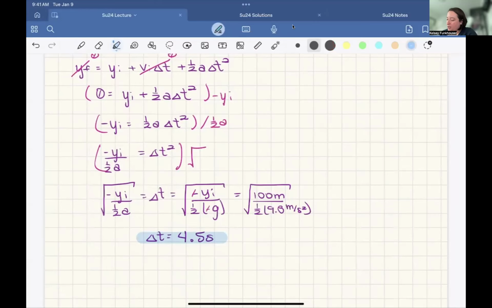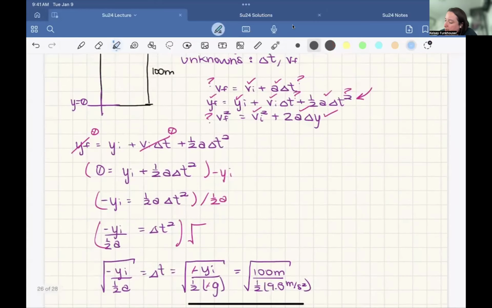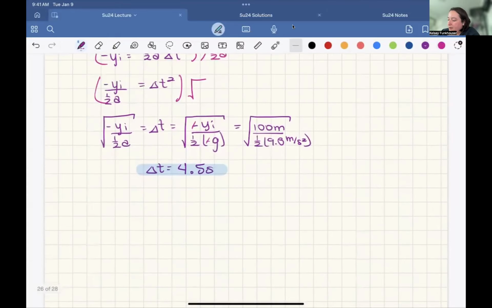And now that we have that information, we can find the final velocity. Although we could have found it with this equation, this way we don't have to do any extra work, not even taking a square root. We're going to use this equation because now we have the time interval. So the final velocity is the only thing we don't know, and it's already solved for. So v final equals v initial plus acceleration times the time interval, and initial velocity is 0. So all we have here is acceleration times the time interval.